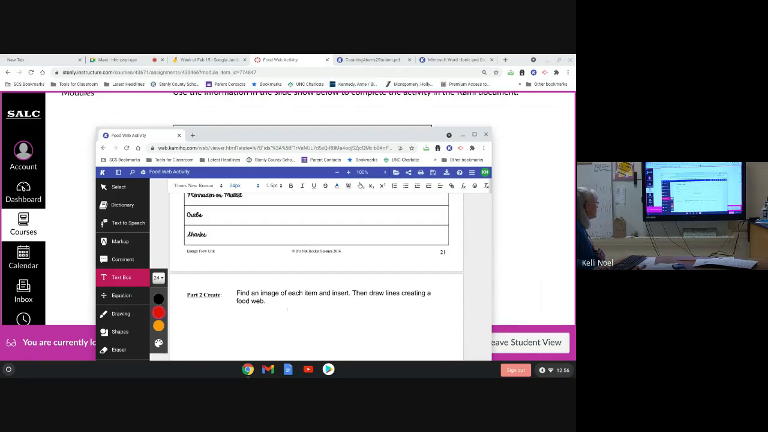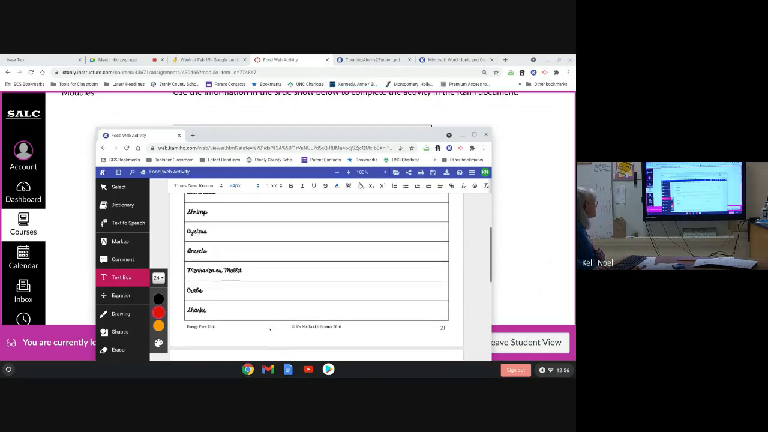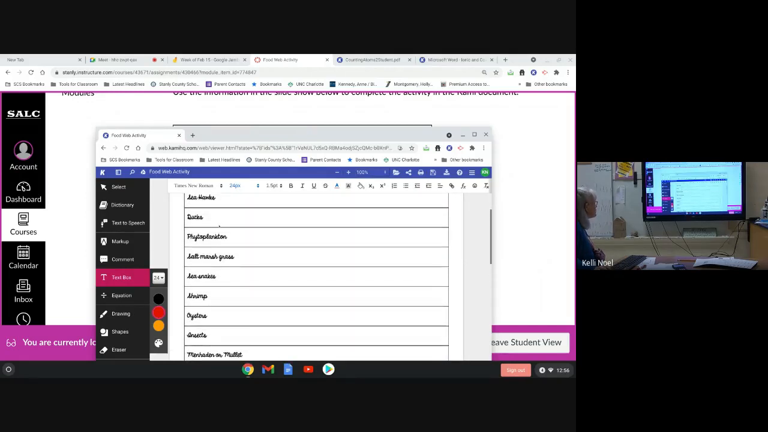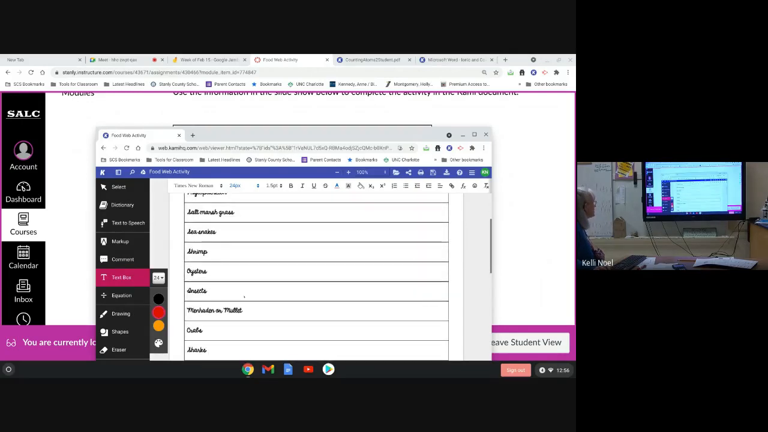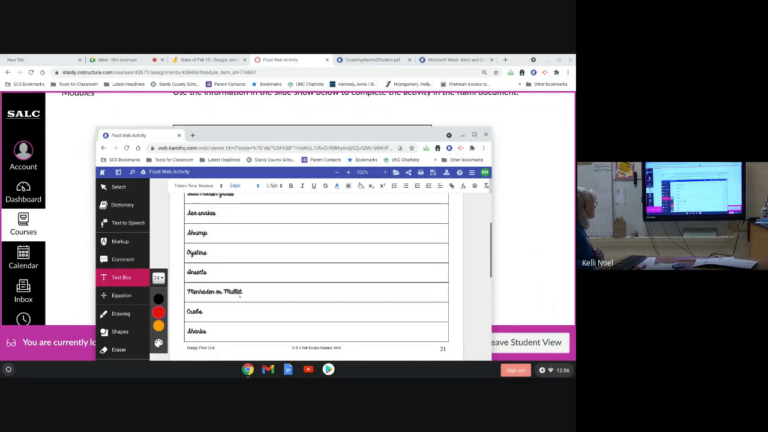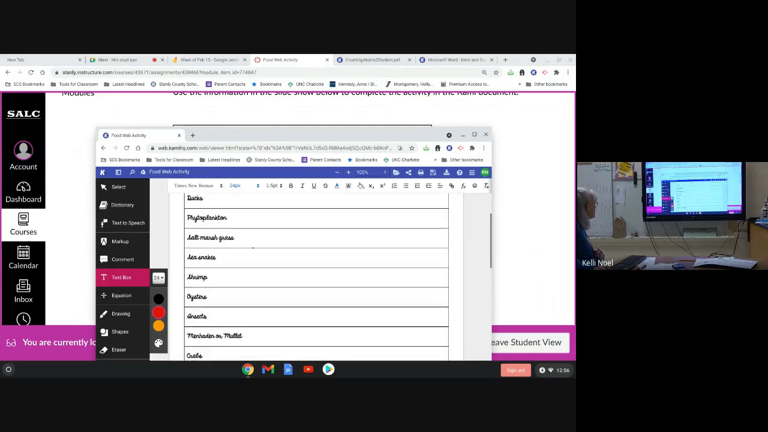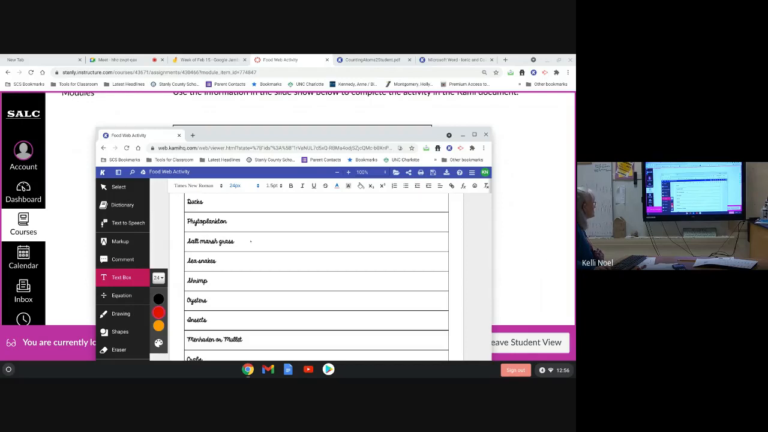All right, so what you're going to do is, out of these things listed here, what are the producers? Whichever ones are the producers, you can take that name. So I'll go ahead and tell you salt marsh grass is probably one of them. There may be some others. You can do a search down here on media.